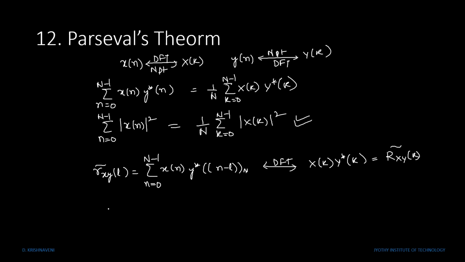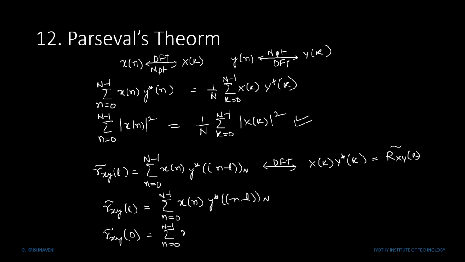I'll take the circular correlation Rxy of L, which is given by summation n equal to 0 to N minus 1 x of n conjugate of y of (n minus L), and for L equal to 0, this will be summation n equal to 0 to N minus 1 x of n conjugate of y of n modulo N. That will be y of n plus N, and y of n plus N is equal to y of n because of circular symmetry. So this can be written as summation 0 to N minus 1 x of n conjugate of y of n.